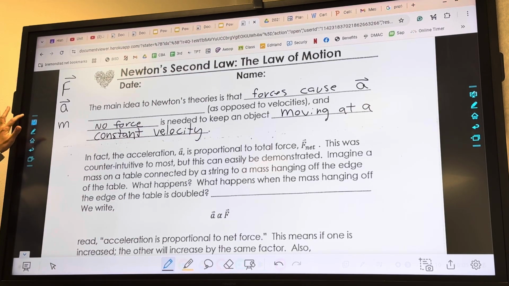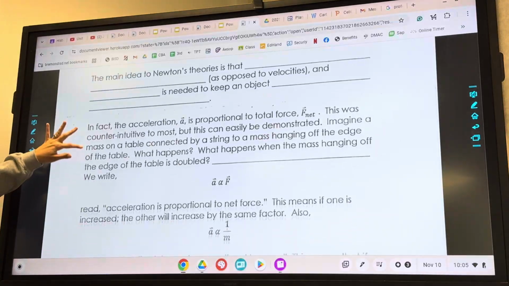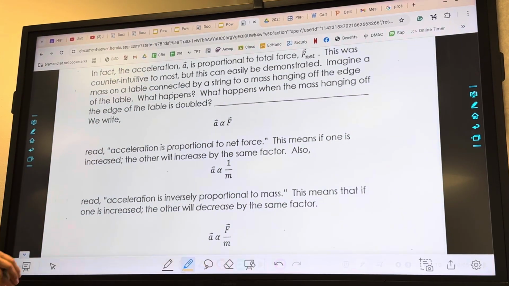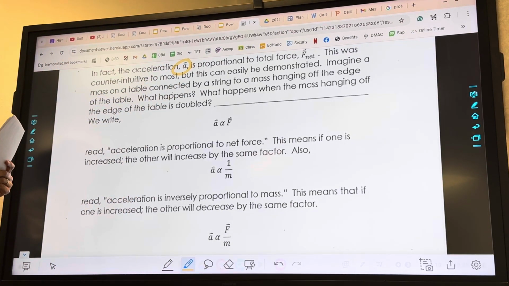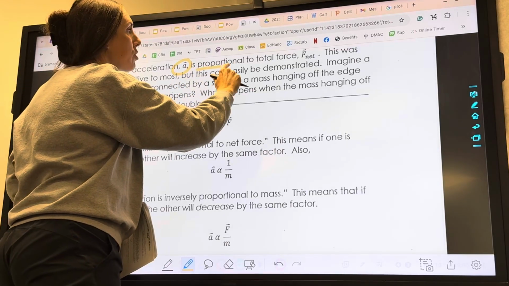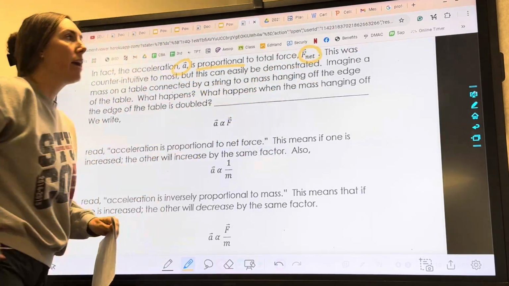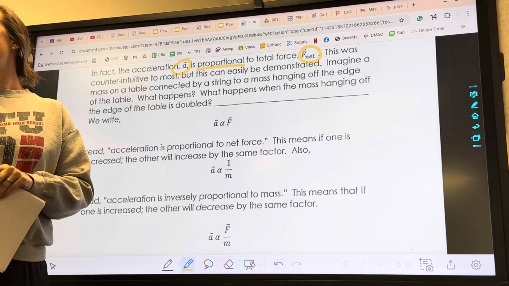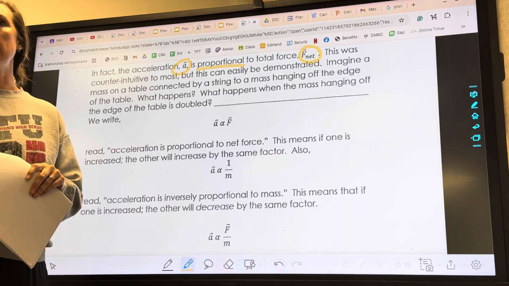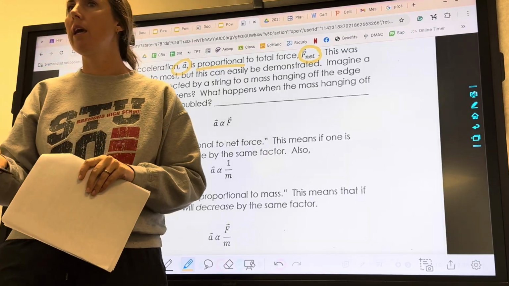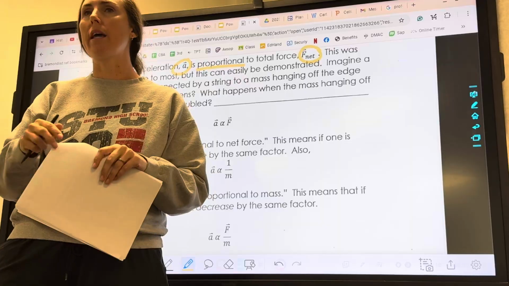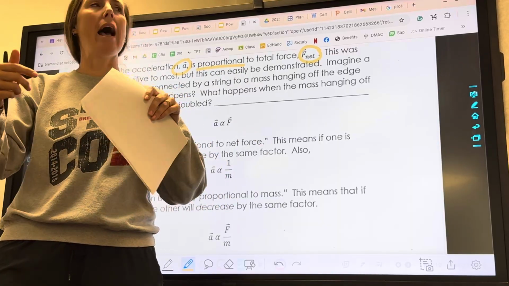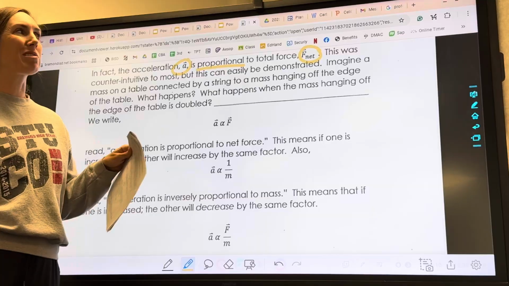So, in fact, the acceleration, A hat, is proportional to the total force F hat net. Proportional to the total force, okay. And so net, just like in other math classes, means the total acting upon it. And in IPC, you guys had Coach K. When I taught IPC, we would always look at free body diagrams, which we are going to look at in here, and you look at all the forces acting upon an object. So it's not just one force, it's like all the forces.